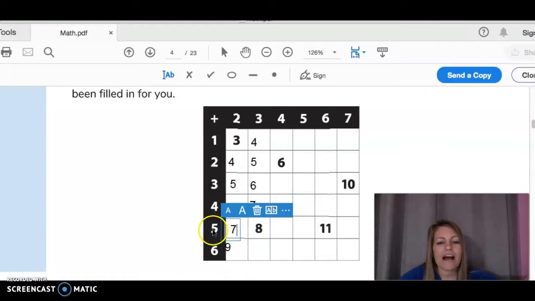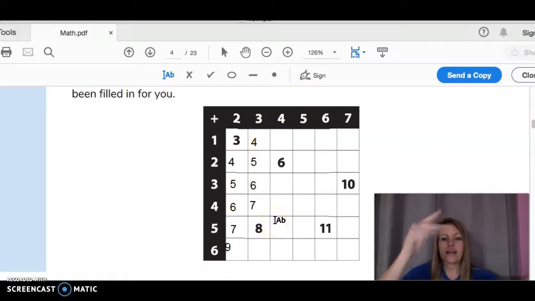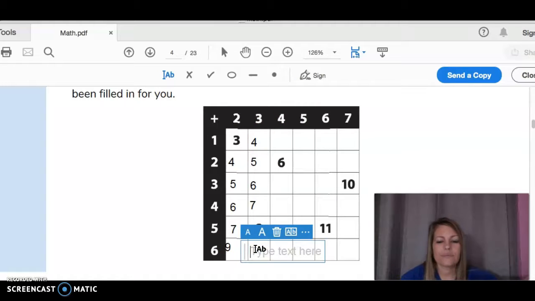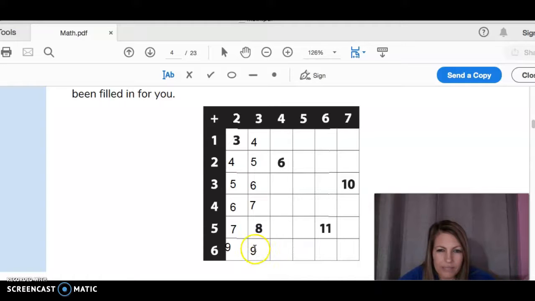When I add 5 from the side plus 3 from the top, 5, 6, 7, 8. That's where they got that 8 from. When I add 6 plus 3, 6, 7, 8, 9. Now you might be starting to see a little pattern forming here. Going this way. 3, 4, 5, 6, 7, 8, 9. 2, 3, 4, 5, 6, 7, 9.